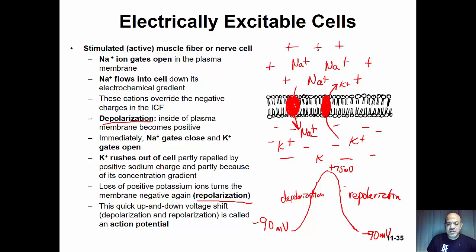This quick up and down shift, going from depolarization to repolarization, when this occurs because the potassium gates open up, is going to be called an action potential.